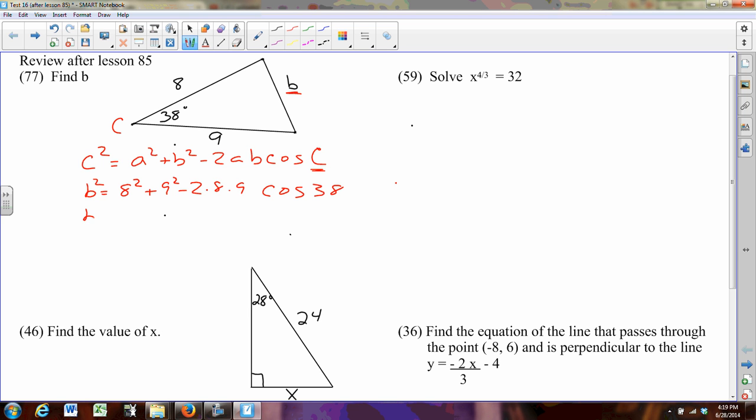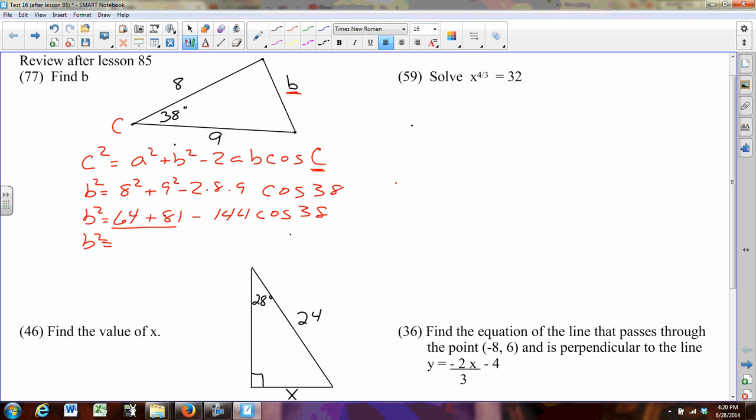Remember, when you do this, a lot of people will make mistakes. This would be 144 cosine of 38. We have to add these two, so we would have B squared equals 145 minus 144 cosine of 38. We cannot take 145 minus 144. We'd have to punch that into our calculator, do this whole right-hand side of the equation, and then take the square root, and we'd have B is approximately 5.6.